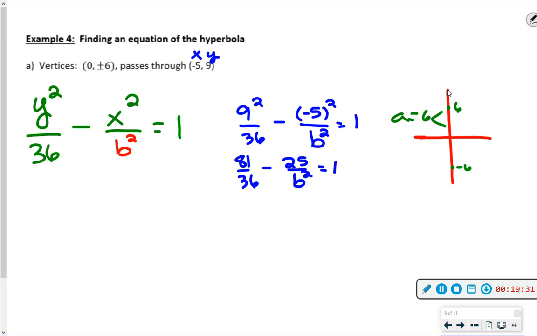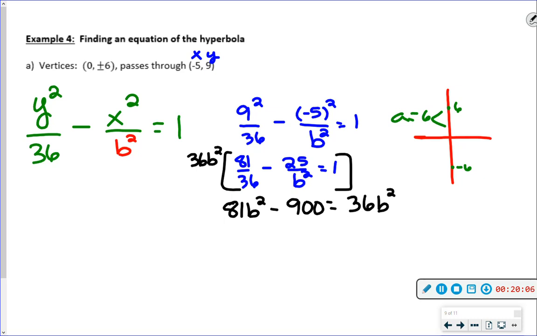We all hate fractions, probably except for me. I would clear your denominators. Now your denominators are 36 and b squared. So I'm going to multiply everything by 36b squared. So when I distribute that to my first fraction, the 36s are going to cancel, so I'm going to have 81b squared left. The middle, the b squareds would cancel. I got to look what 36 times 25 was. 900. And then 36b squared times 1.